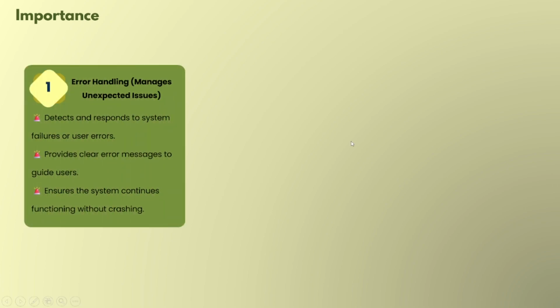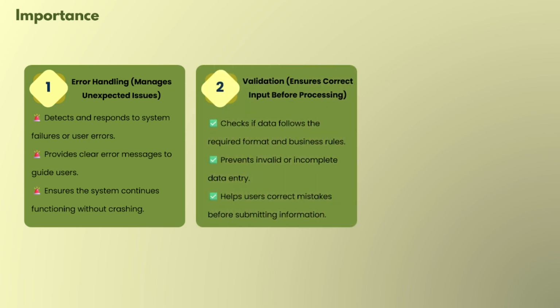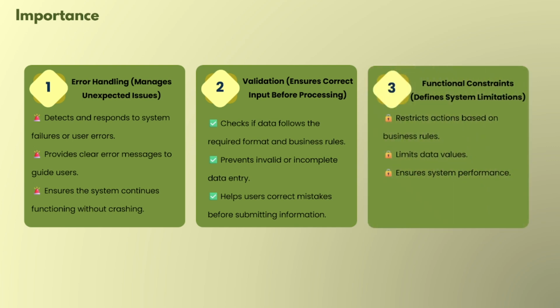Now let's move forward and check the importance of functional constraints, error handling, and validation as well. Very first is error handling. It detects and responds to system failures or user errors, provides clear error messages to guide users, and ensures the system continues functioning without crashing. Then validation checks if data follows the required format and business rules, prevents invalid or incomplete data entry, and helps users correct mistakes before submitting the information. And last is functional constraint: restrict actions based on the business rules, limit data values, and ensure system performance.